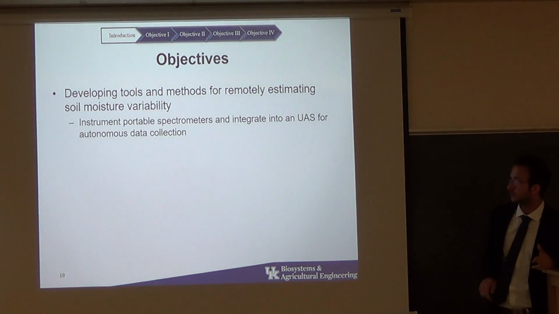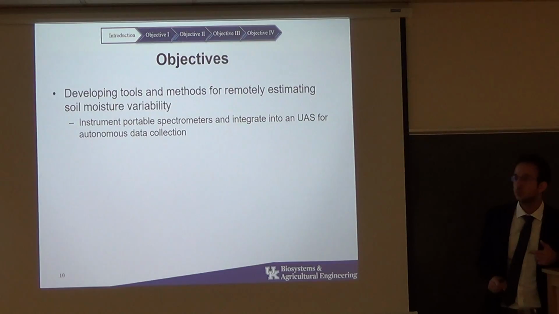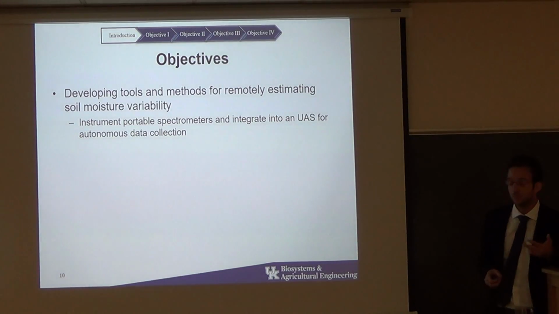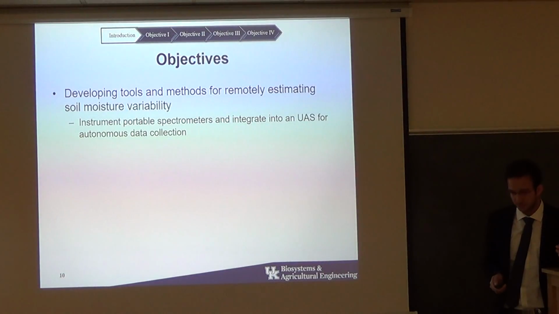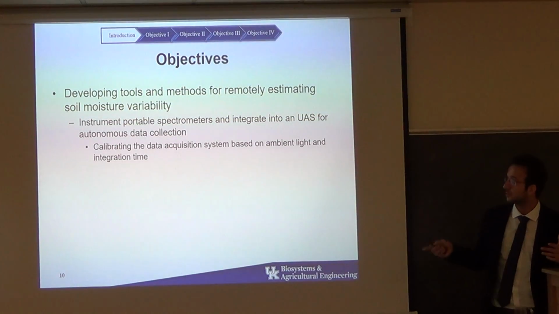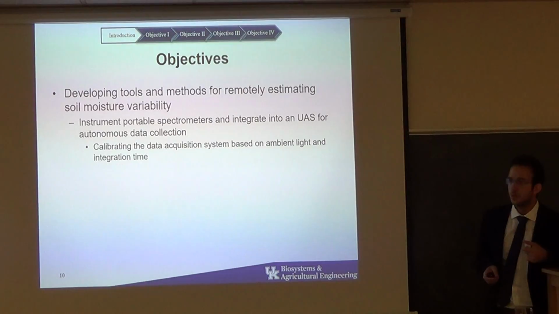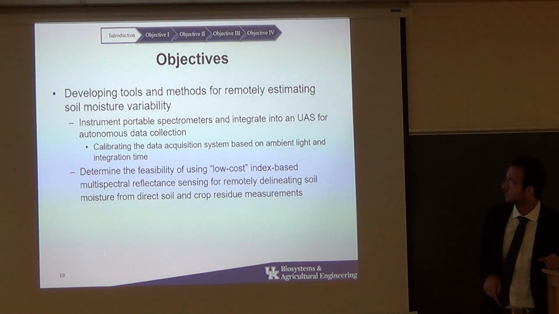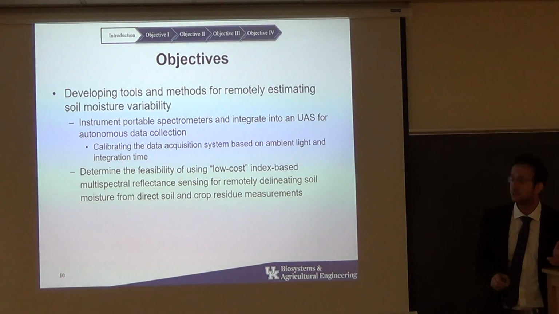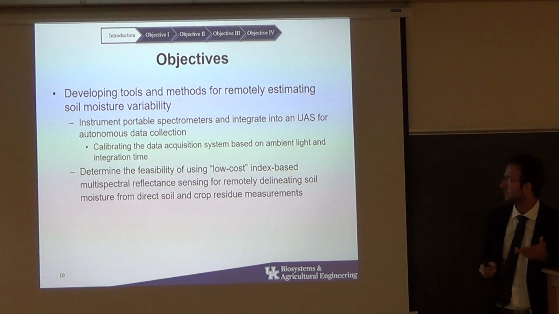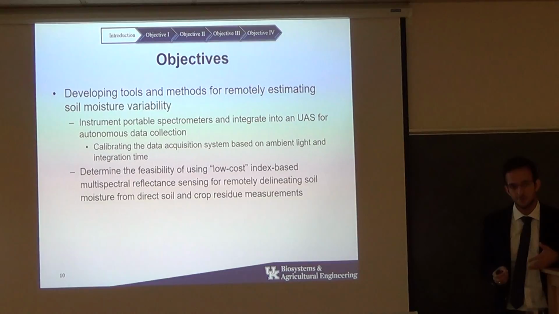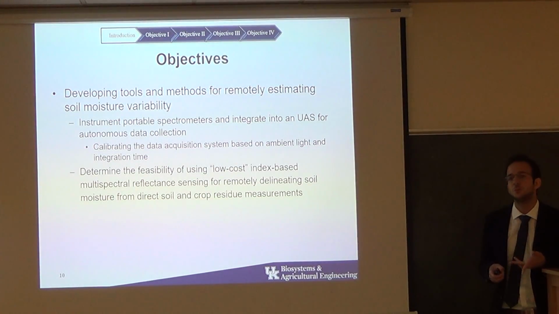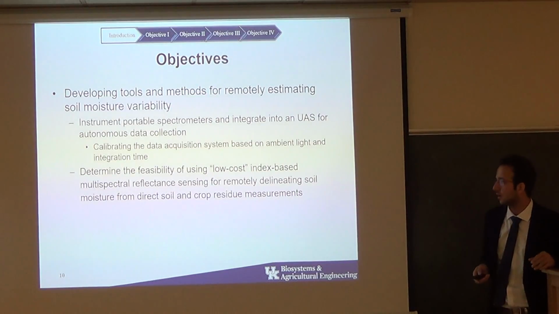The first specific objective would be to instrument some portable spectrometers and integrate them into a UAS for autonomous data collection. And the biggest step would be to calibrate the data acquisition system based on the ambient light and the integration time. The second objective is to determine the feasibility of the low-cost index-based multispectral reflectance sensing based on the direct measurement of the bare soil and crop residue.